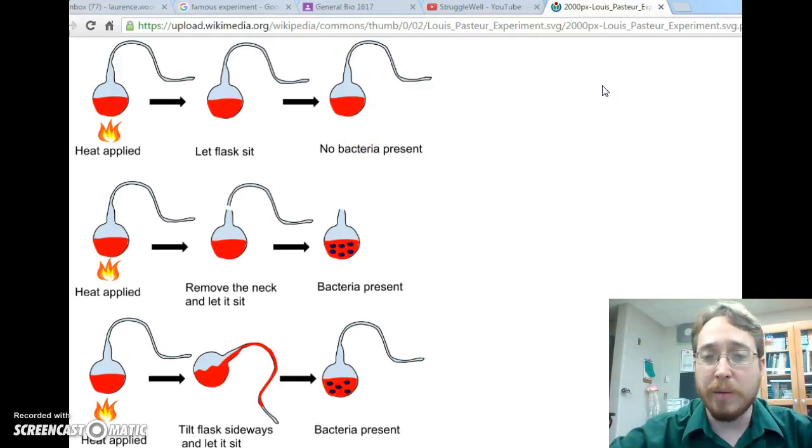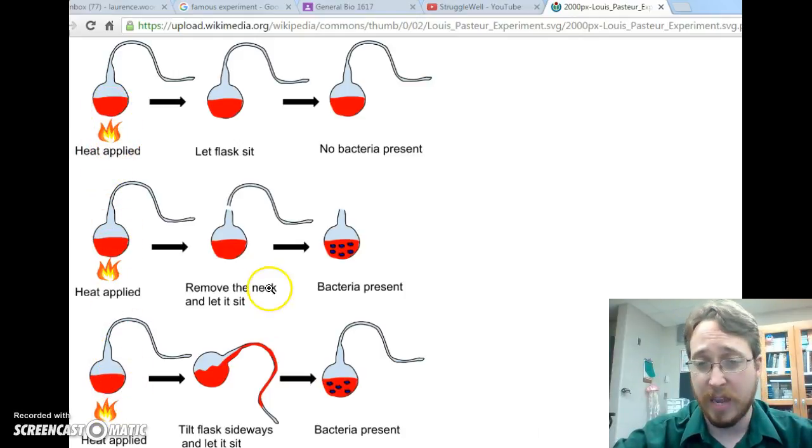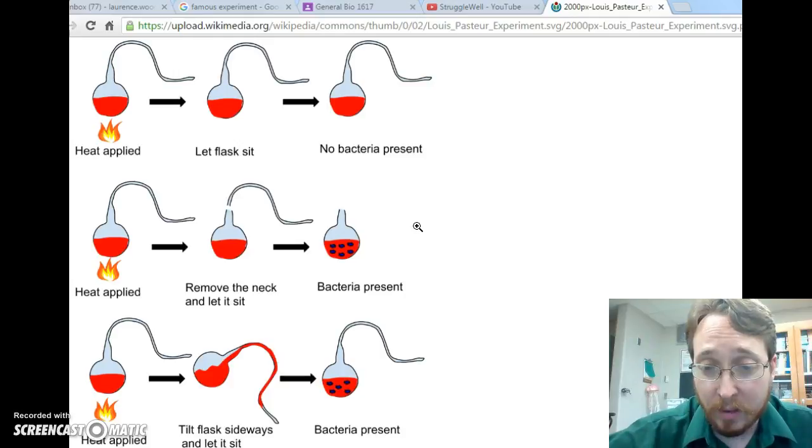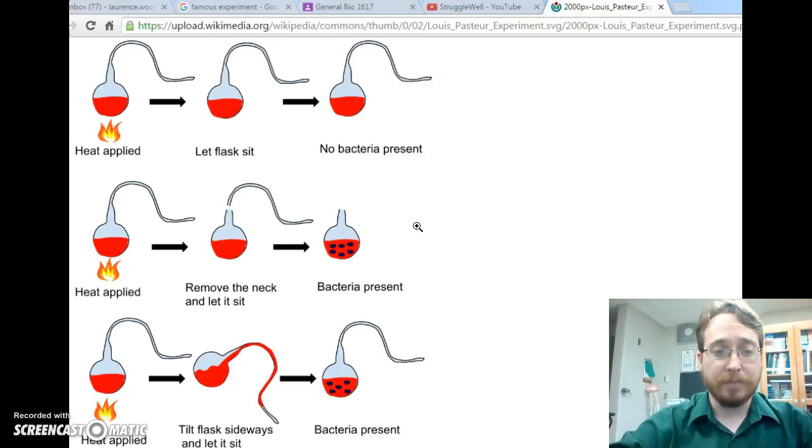And finally, there are variables held constant in an experiment. These are the parts of the experiment that are the same for all of the tests. So they used the same type of flask for all the tests. It was made out of the same type of glass for all of the tests. They used the same type of broth for all of the tests. They used the same type of heat for all of the tests. When you are doing an experiment, the more variables you hold constant, the better.